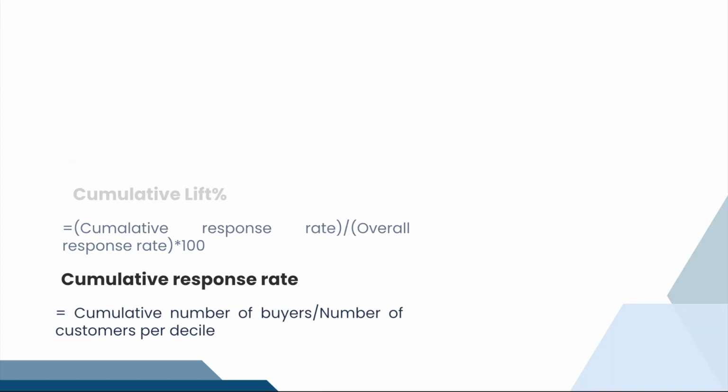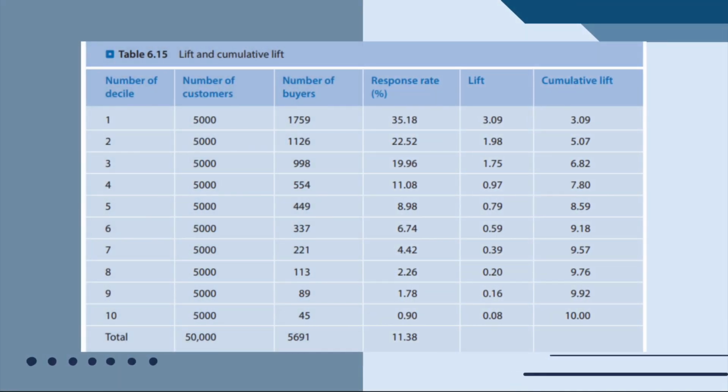For example, look at table 6.15. To calculate the response rate of decile 2, you take the number of buyers, 1126, divide by the number of customers, 5000, which equals 22.52%. Next, the lift percentage is calculated by the response rate for each decile, 22.52, divided by the overall response rate, 11.38. And the cumulative lift is the cumulative response rate, 35.18 plus 22.52, divided by the overall response rate, 11.38.